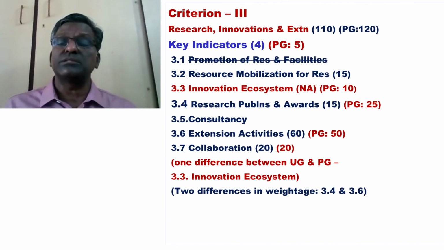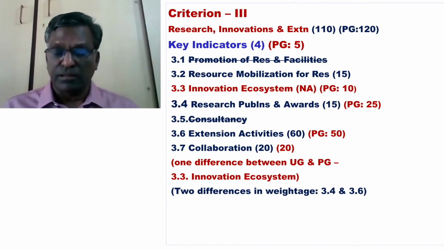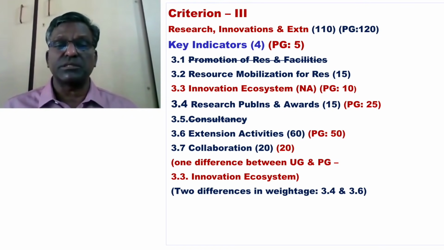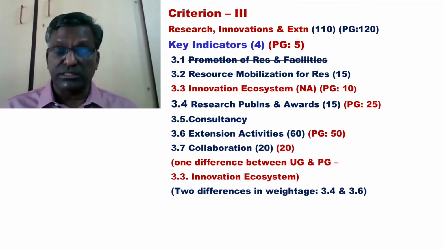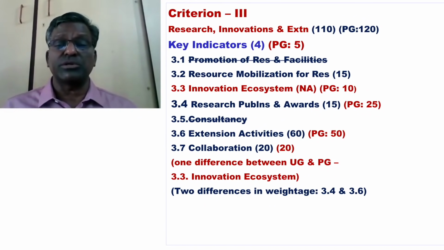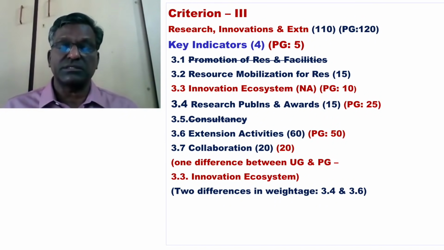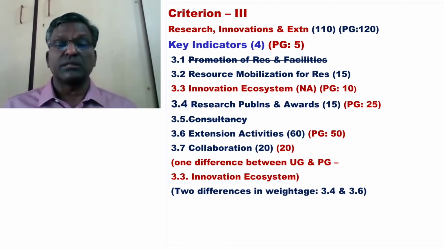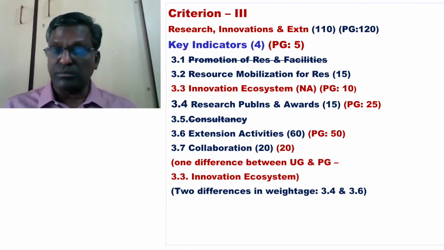Even then, the weightage is a paltry 10. Then 3.4, research publications and awards. 3.5, consultancy. There is no consultancy for affiliated and constituent colleges. Only autonomous colleges and universities are supposed to take up consultancy and generate some revenue through consultancy. 3.6, extension and outreach activities. Then 3.7, collaboration. How many MOUs the institution has signed would come under collaboration.